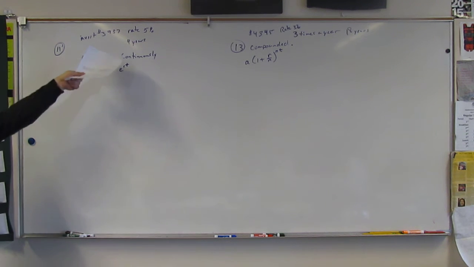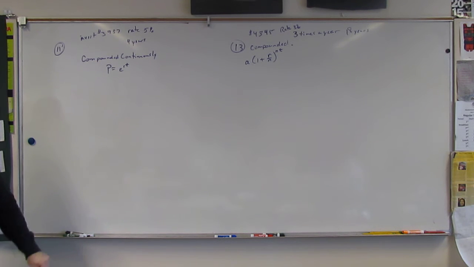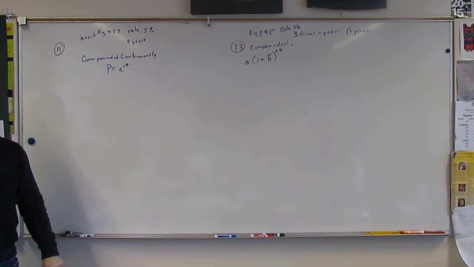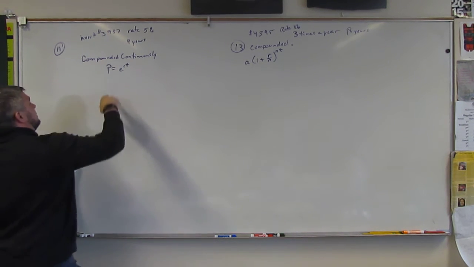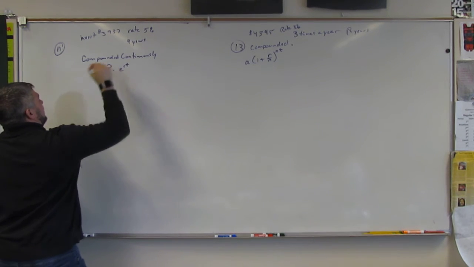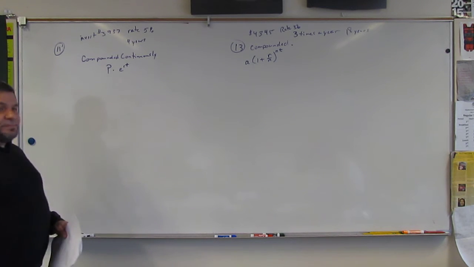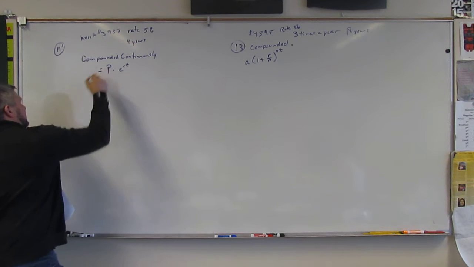$3,937 at a rate of 5% for 4 years. But this is compounded continuously. Compounded continuously means the PERT, the principal times e to the RT. Okay? E to the RT. Alright? Not equals, sorry, equals PERT.